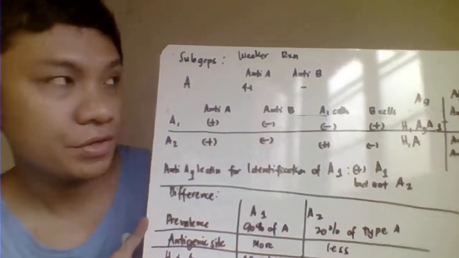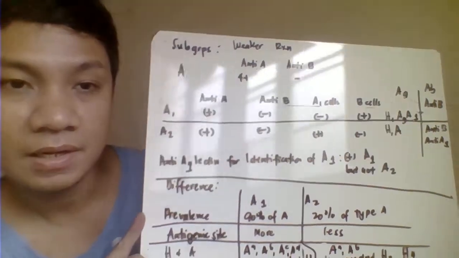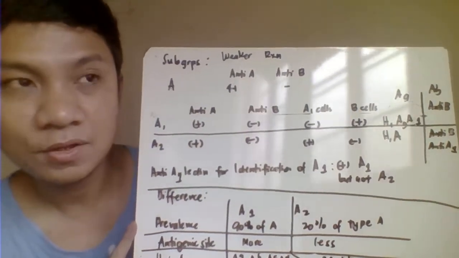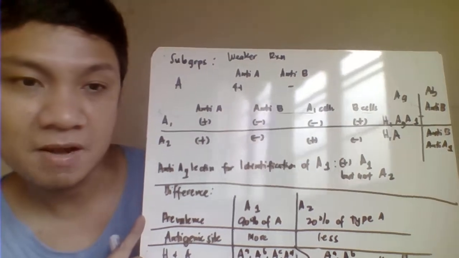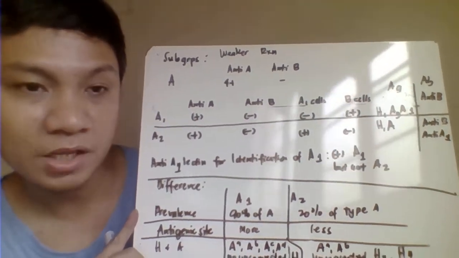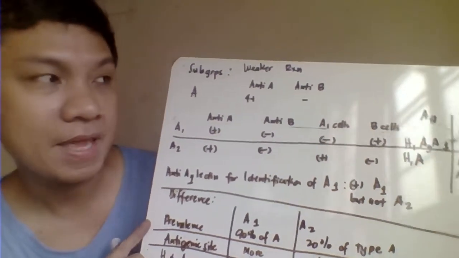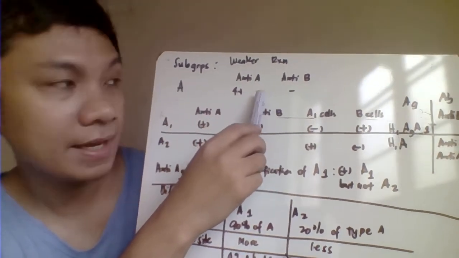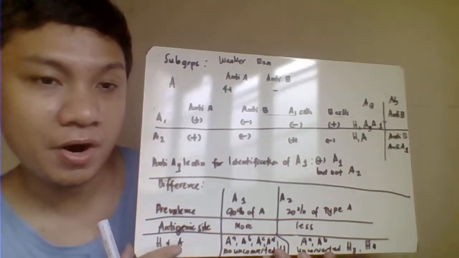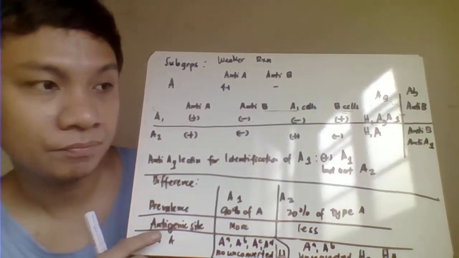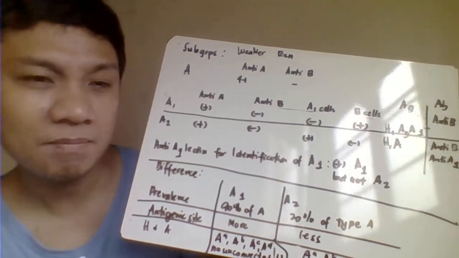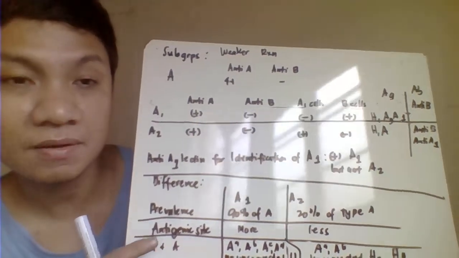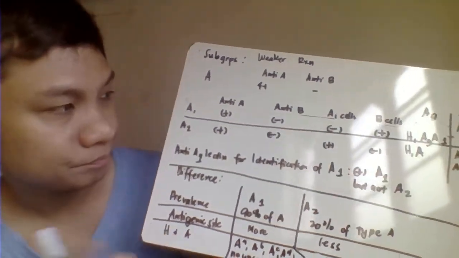Okay, now we go to your weaker reactions. So, we have here the weaker mga subgroups natin. So, the subgroups could be identified here by having a weaker reaction with the usual na blood typing. Like, for example, if you're type A, pag nag-add tayo ng anti-A anti-sera, dapat 3 plus or 4 plus ang kanyang reaction. So, pag mga 2 plus, 1 plus, or something like that, weaker reaction, then we are suspecting for the presence of our subgroups.